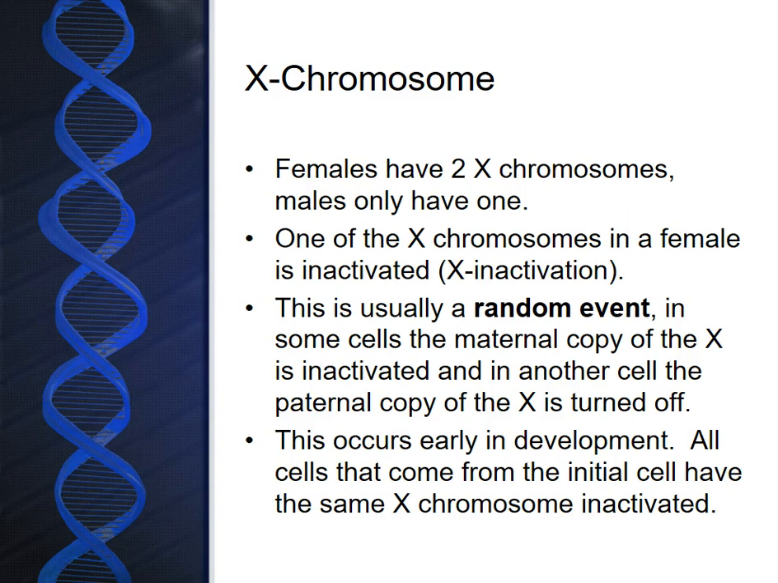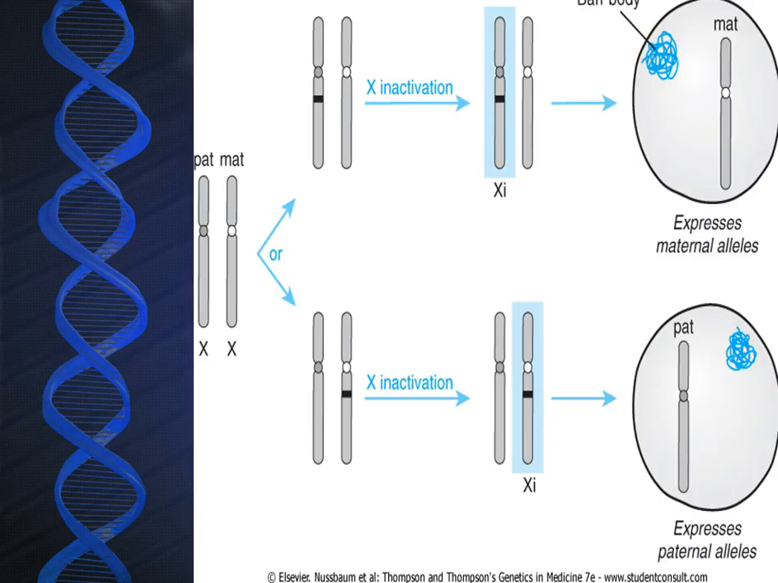In some cells, the maternal copy of the X chromosome is inactivated, while in other cells, the paternal copy is turned off. This occurs early in development. The cells that descend from a cell in which the paternal copy is turned off also have the paternal copy turned off, and those with the maternal copy inactivated, their propagating cells also have the same.